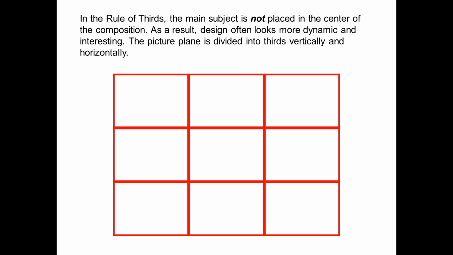Let's take a look at the rule of thirds. The rule of thirds is something often talked about in photography. With the rule of thirds, the main subject is not placed in the center of the composition. As a result, the design often looks more dynamic and interesting. The picture plane is divided into thirds evenly, both vertically and horizontally.